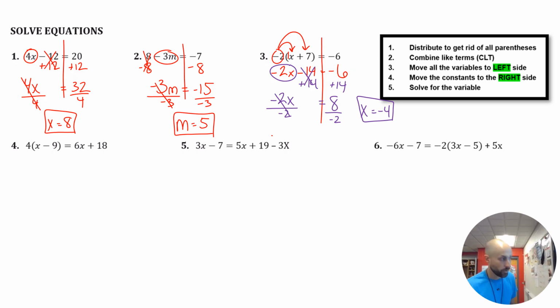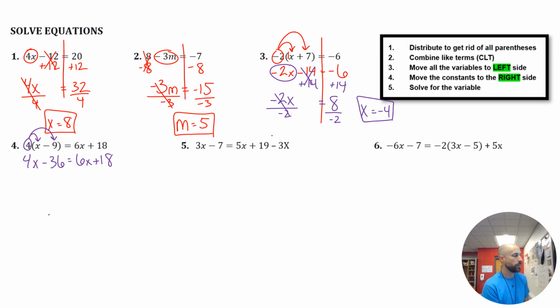Okay, here we go. Number 4. Again, parentheses, yes. So we are going to distribute into the parentheses. So we have 4x. Again, distribute is multiplying. So 4 times negative 9 is negative 36 equals 6x plus 18.